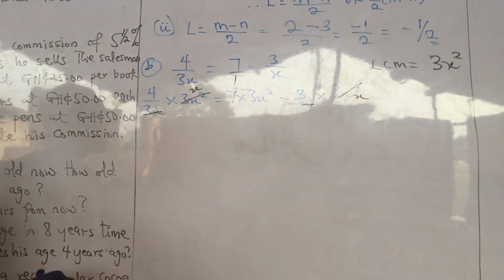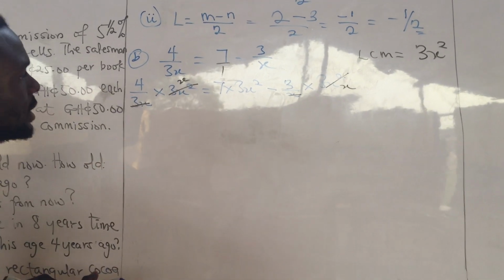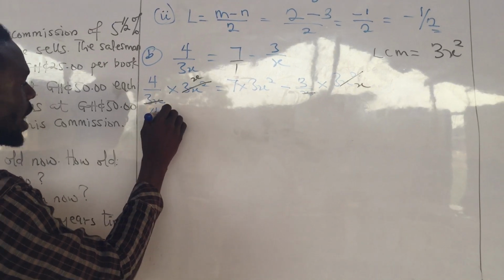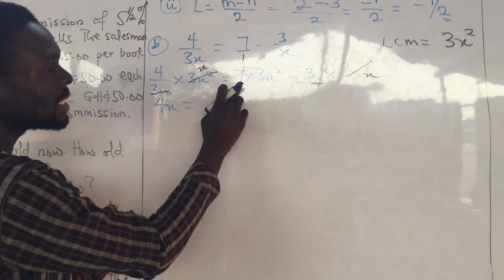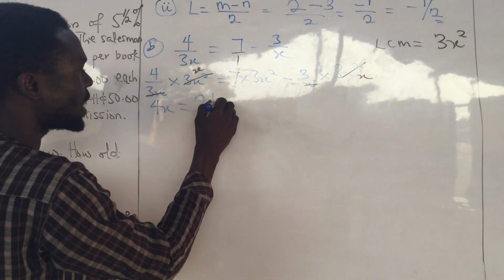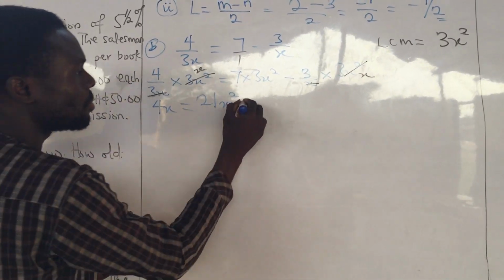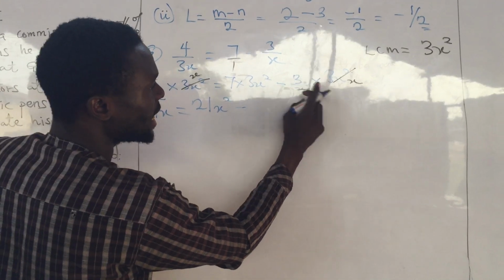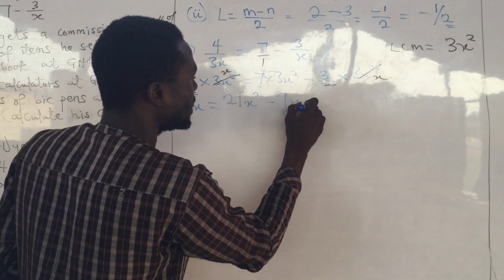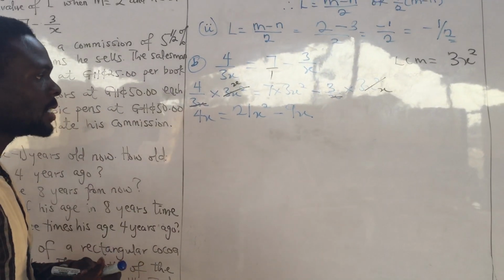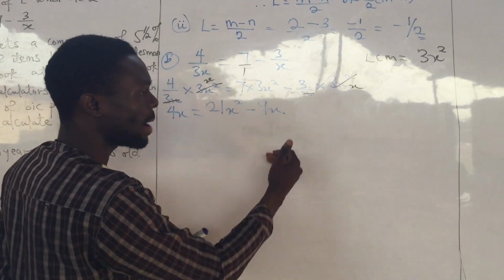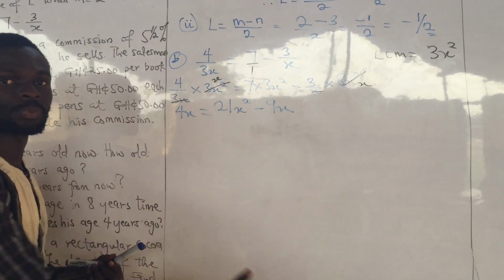Then you multiply to get your numbers. If you multiply 4 times x, you are going to get 4x. If you multiply 7 by 3x squared, you are going to get 21x squared. Minus, you have 3 here and you have 3x here. So 3 times 3x, you have 9x. Then this becomes the equation: 4x is equal to 21x squared minus 9x.